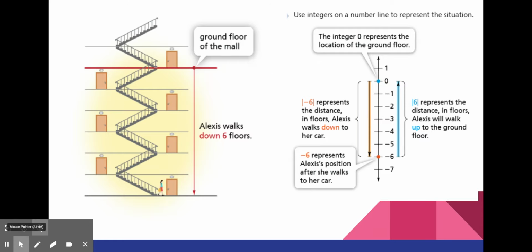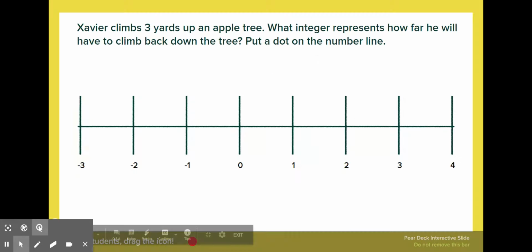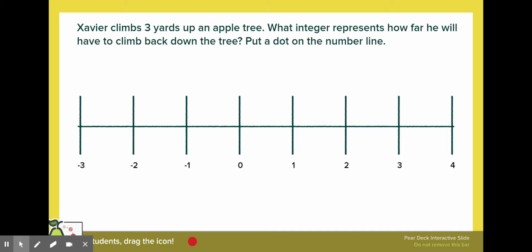Let's clear this, and we'll go to Xavier climbs 3 yards up an apple tree. What integer represents how far he climbs down the tree? We're not going to answer that one. You guys will do that on your own during class. Same with this one. We can do this one.